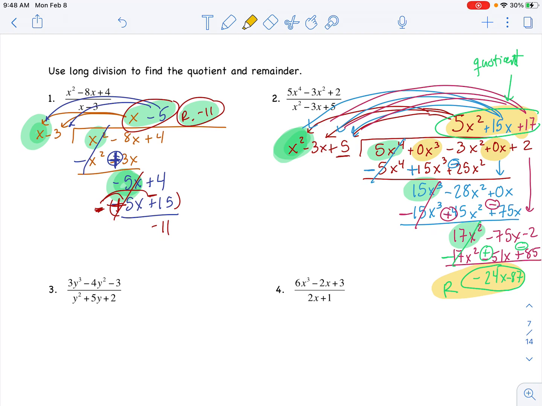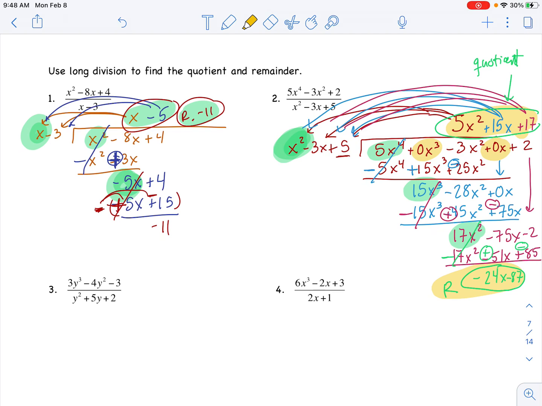I should probably check the answer key. I don't know, there's lots of little places to make mistakes, obviously, on these. But that's the process, okay? Let me just check that I got this one right. Yeah, I think I'm good. Remainder negative 24.